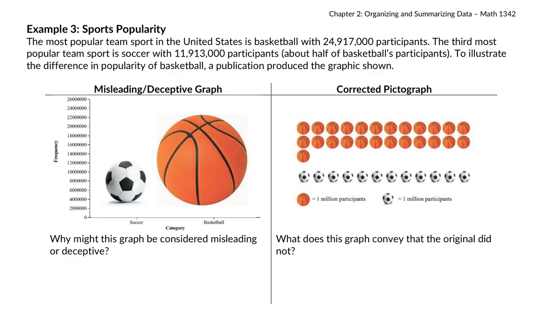The most popular team sport in the United States is basketball with 24,917,000 participants. The third most popular team sport is soccer with 11,913,000 participants, which is about half of basketball's participants. To illustrate the difference in popularity of basketball, a publication produced the pictograph graphic shown below. What's wrong with this? Why is this misleading?